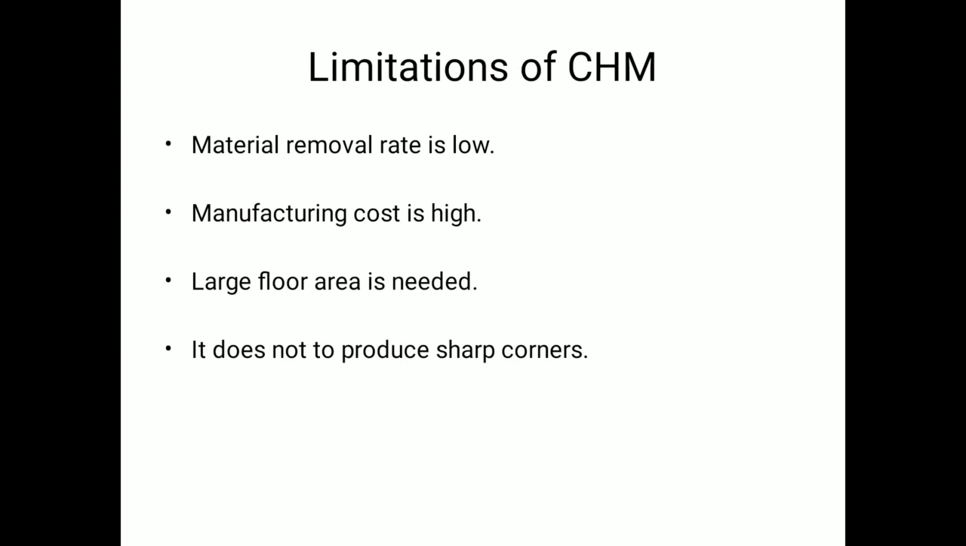The chemical machining process has some limitations. Those are: material removal rate is very low. Manufacturing cost is high. Large floor area is needed to carry out the chemical machining process. It does not produce sharp corners. So if you want to produce a workpiece with sharp corners, you cannot do it with the chemical machining process.